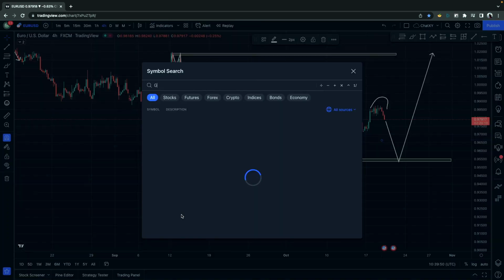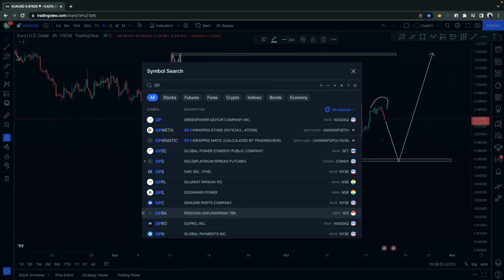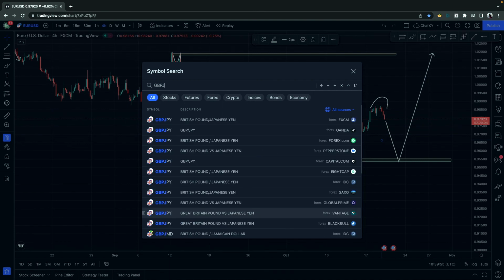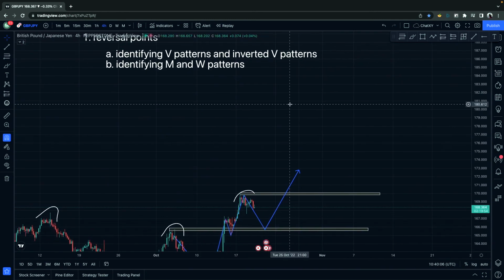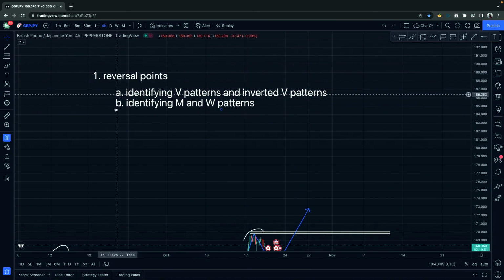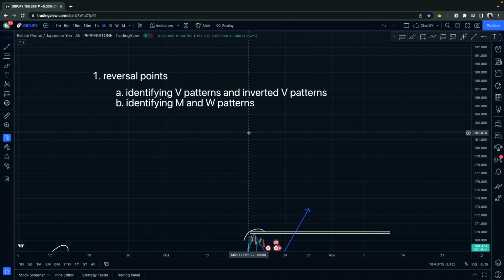Let me go back to GBP/JPY. Okay, these are the points I mentioned. We have these 2 points, A and B. One is identifying V patterns and inverted V patterns, and then identifying M and W patterns. So with this, it's very, very easy to identify support and resistance in any chart, be it stock, crypto, indices, currency pairs, and many others.